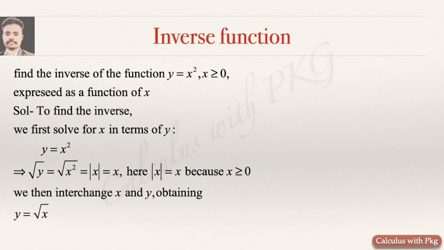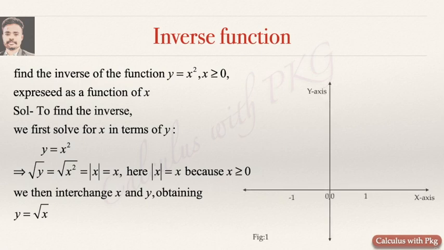To find the inverse, we first solve for x in terms of y. That is y equal to x square, which implies square root of y equal to square root of x square, which is equal to mod of x, and mod of x is equal to x here because x is greater than or equal to 0. We then interchange the values of x and y to obtain f inverse as a function of x, which will be y equal to square root of x. Now let us see the animation for better understanding.